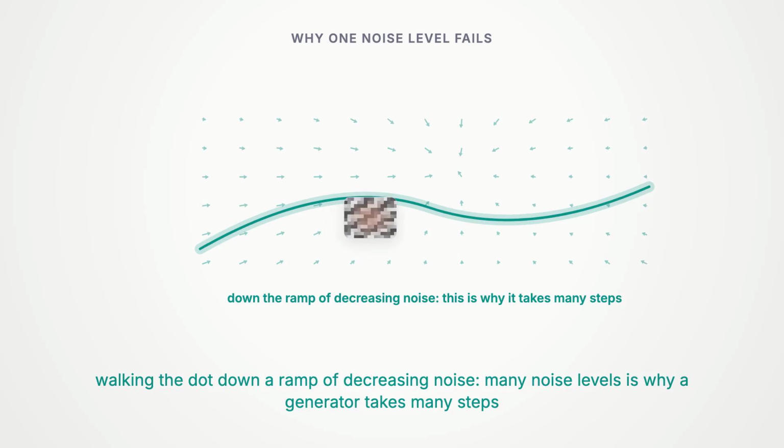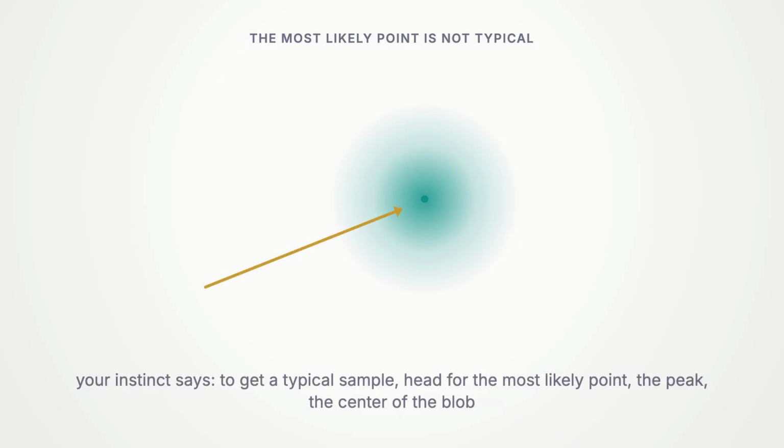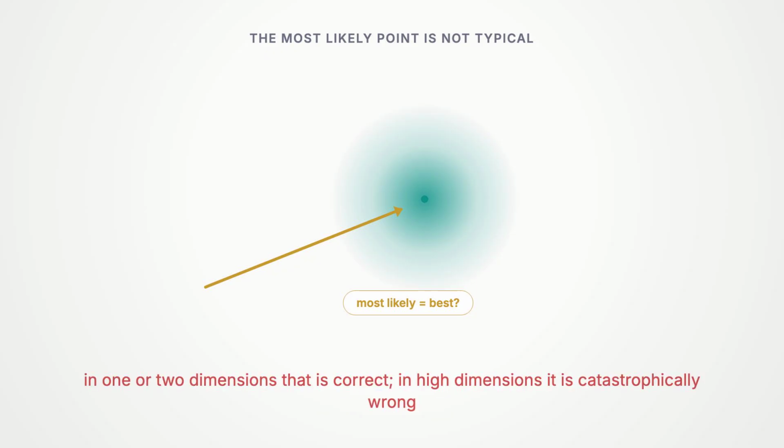not a single leap. Now I owe you the deepest reason any of this is hard, and it is the single most counterintuitive fact in the field. It will feel wrong, and it is true. Your instinct says if you want a typical sample, head for the most likely point, the peak, the center of the blob. In 1 or 2 dimensions, that instinct is correct. In high dimensions, it is catastrophically wrong.